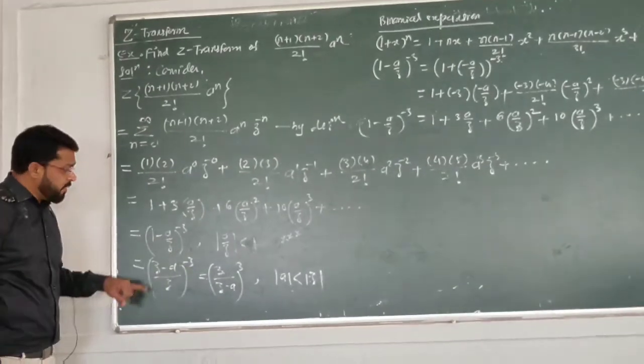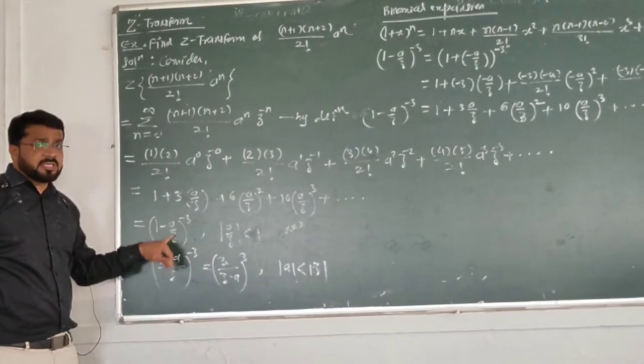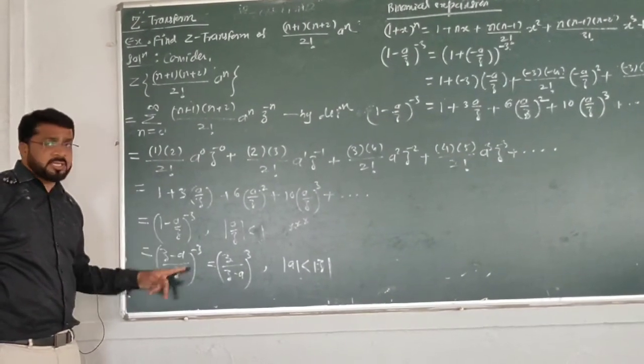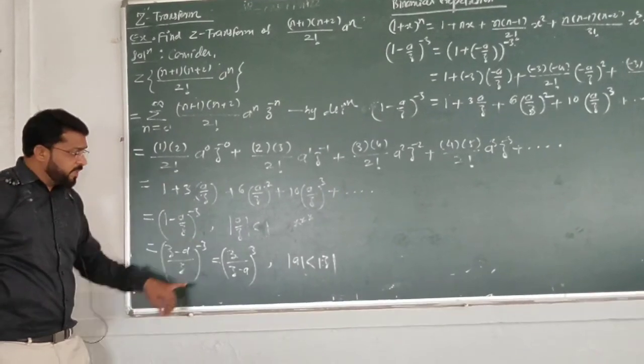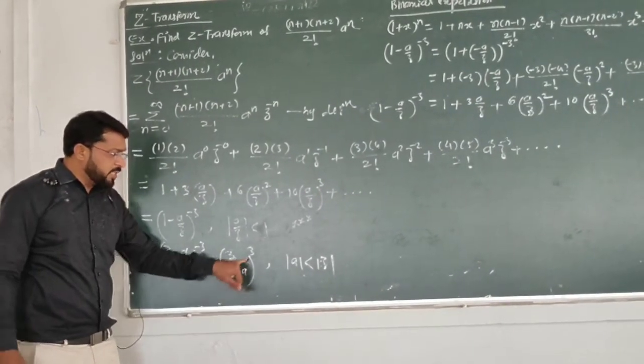Now we just simplify the quantity. I take the z here. This will be (z minus a) by z. Okay, इसका reciprocal कर देंगे because minus sign है यहाँ पे. 3 will be as it is. Then it is z upon z minus a whole cube.